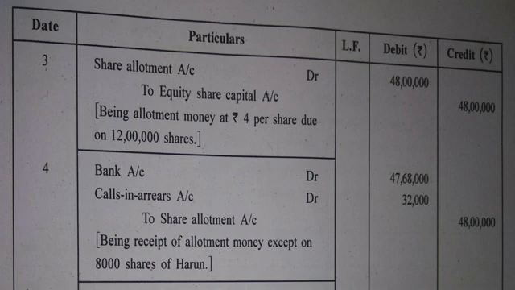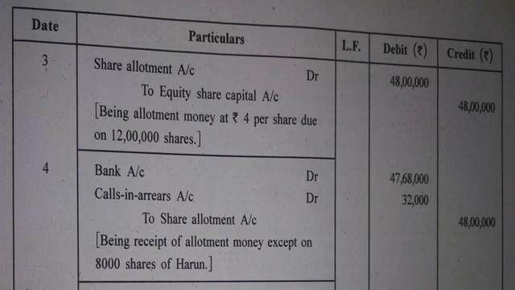So moving ahead, obviously allotment money becomes due on 12 lakh equity shares at rupees 4 per share. So what is the journal entry when allotment money becomes due? Obviously, share allotment account debit to equity share capital account. On 12 lakh shares, 4 rupees becomes due. So 12 into 4, 48. 48 lakh.